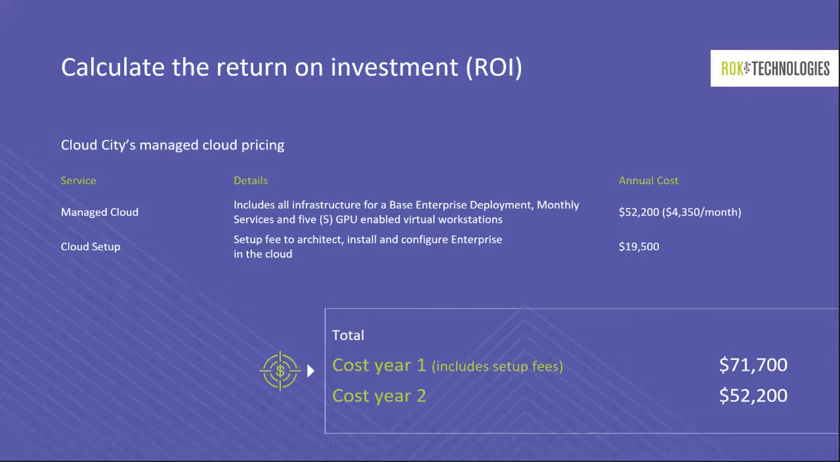So looking at the cost to go to the cloud, year 1, including that setup fee, is going to be $71,700. Cost of year 2 goes down to $52,000 because at that point you don't have to pay for that setup; it's already there. Year 3, you're still looking at $52,200. Year 4, the same. Really, no changes unless you make any major changes to your environment. You add new machines or beefier machines or whatever it might be. That'll change a little bit, but the cost should relatively stay the same.